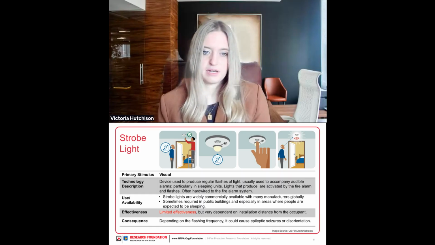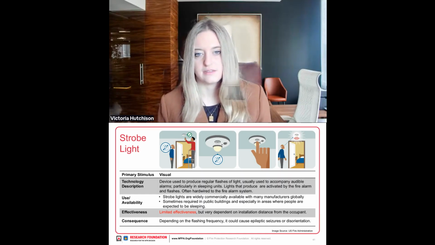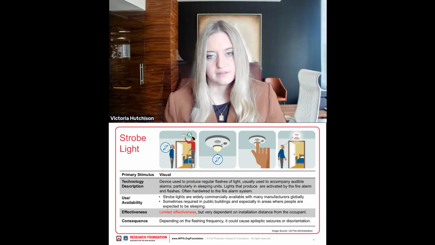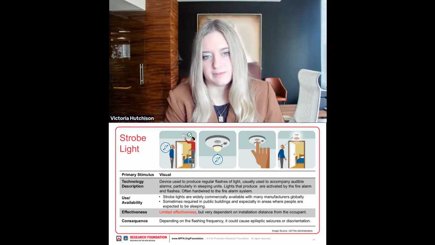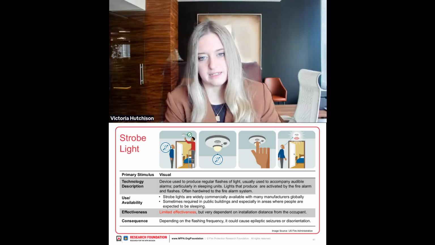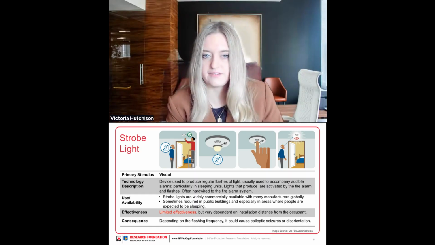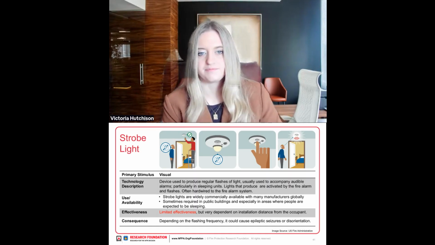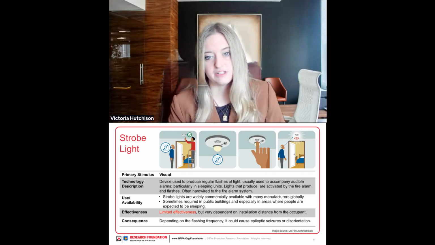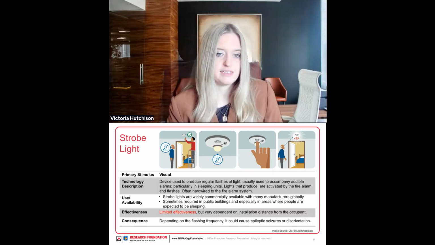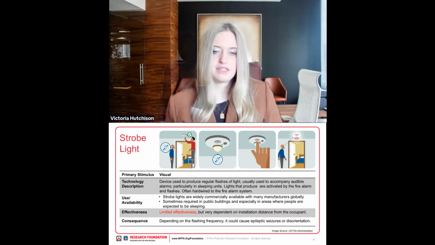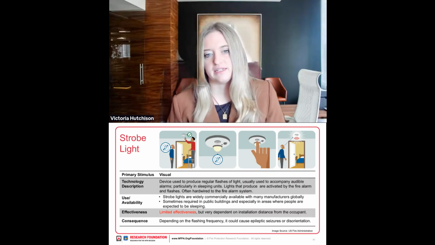So they're activated by the fire alarm and flash, and it's wired and connected to the fire alarm system. So these are widely commercially available with many manufacturers globally, sometimes required in public buildings, especially in areas where people are expected to be sleeping. But there is some variability in terms of the effectiveness.